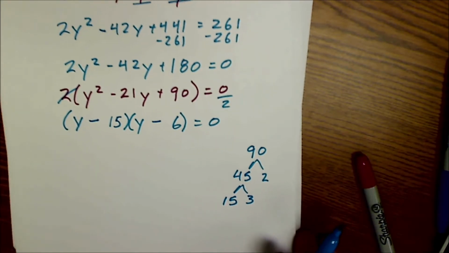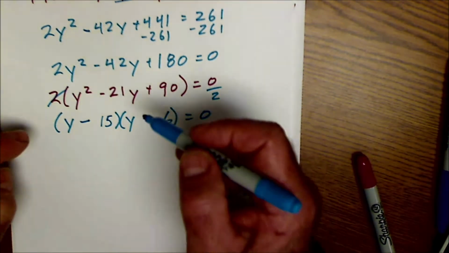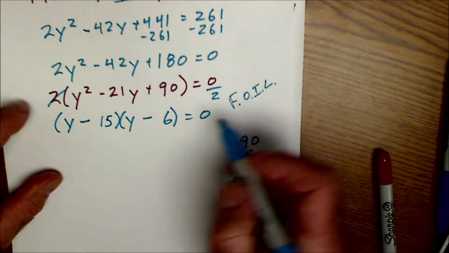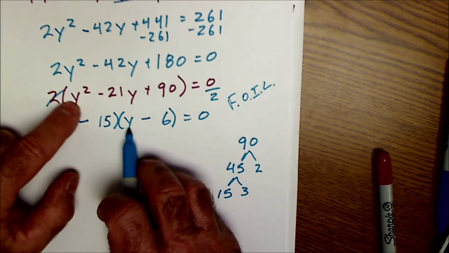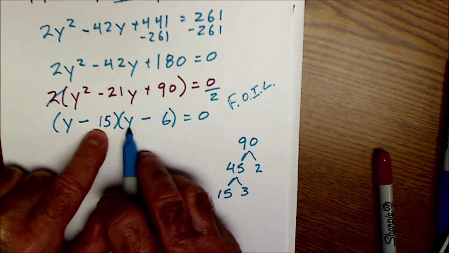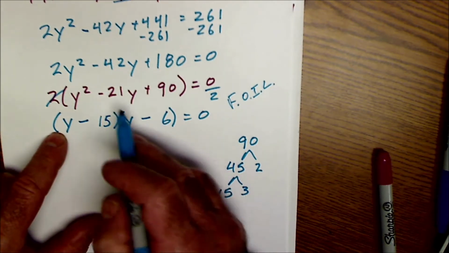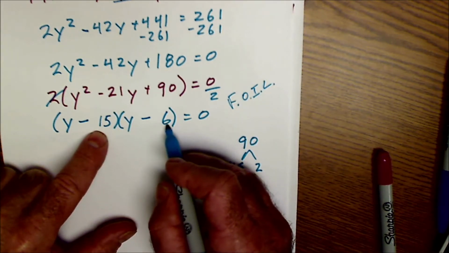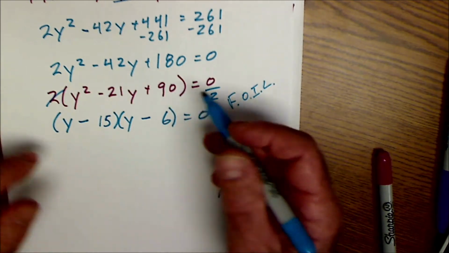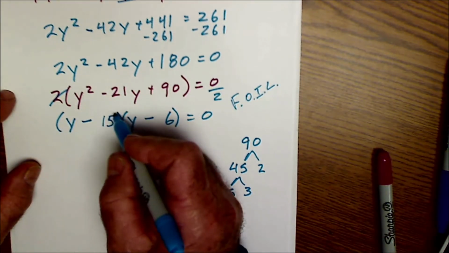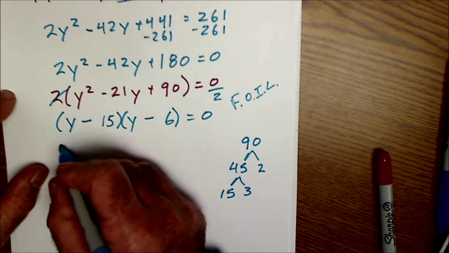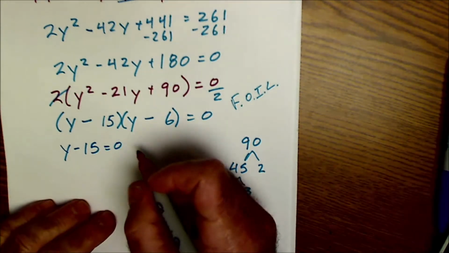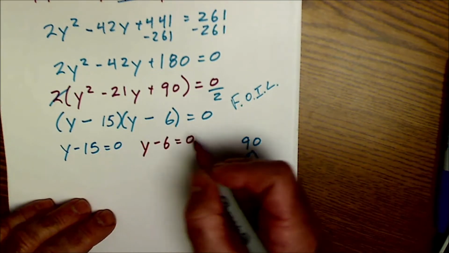Again, the reverse of factoring is distribution. And in this case, I'm going to FOIL it out. I'm going to multiply my first together. y times y is y squared, minus 15y minus 6y gives me my negative 21y. And then the last term is negative 15 times negative 6, 90. So now I could use the zero-product property. Either this equals 0 or this equals 0. So either y minus 15 is equal to 0, or y minus 6 is equal to 0.